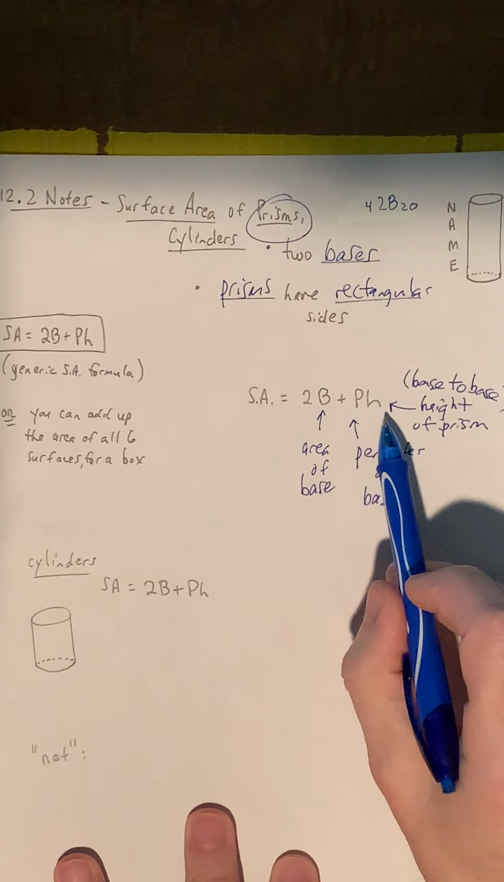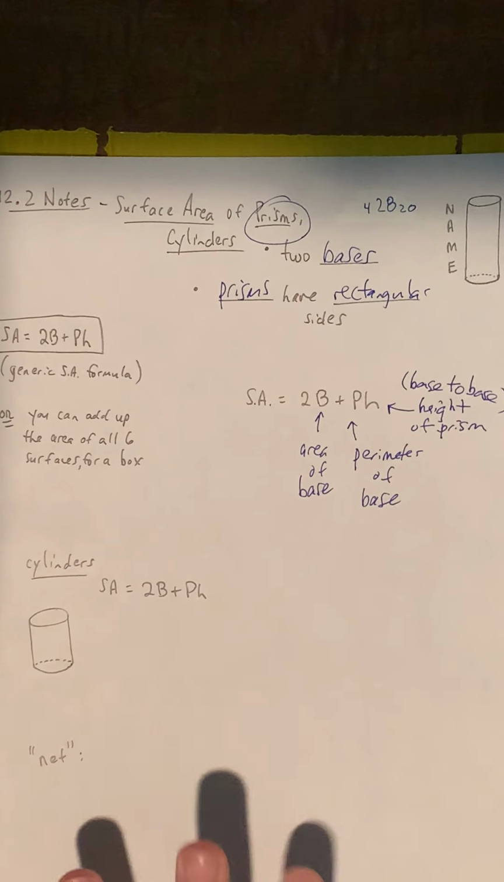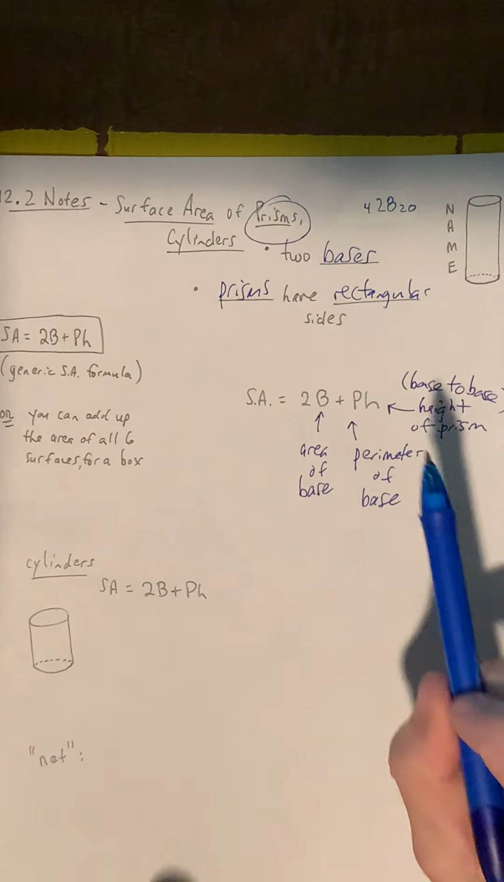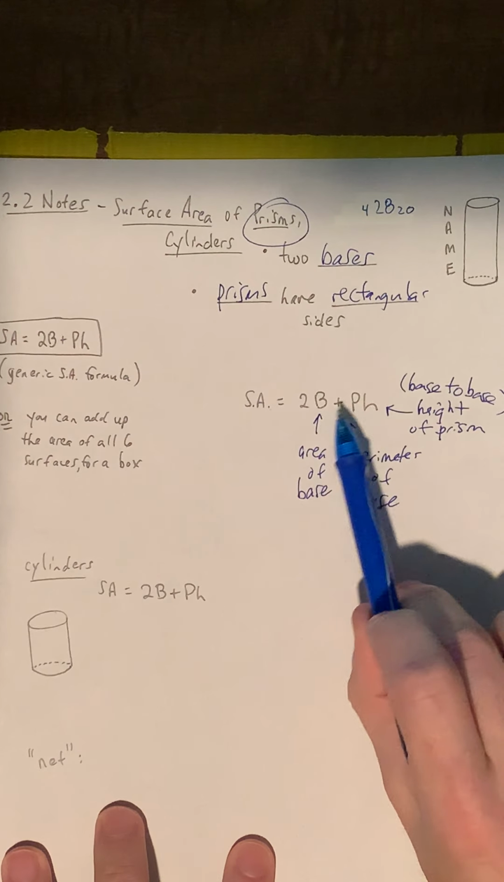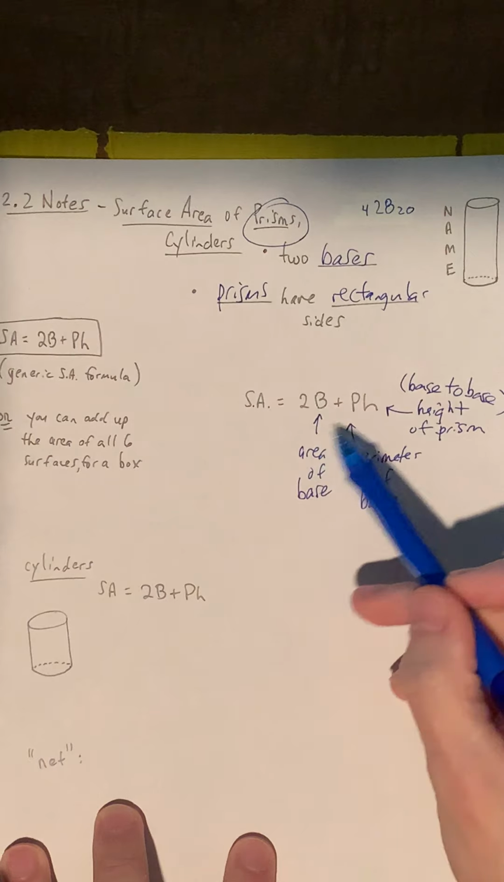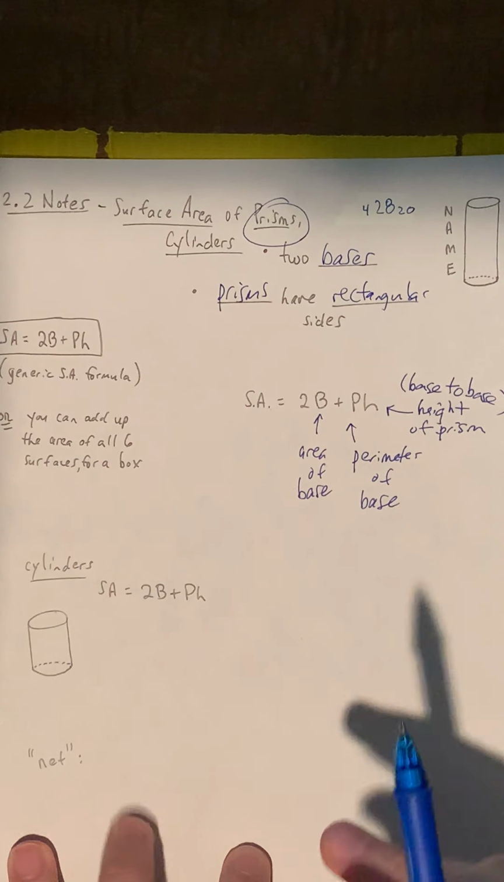So this is what everything means, and it's a pretty straightforward formula to use. You do have to do some legwork. You usually have to figure this stuff out on the side, come back to this formula, plug it all in, and then figure it out and get the surface area.